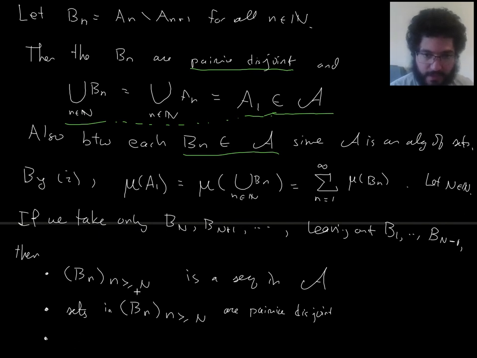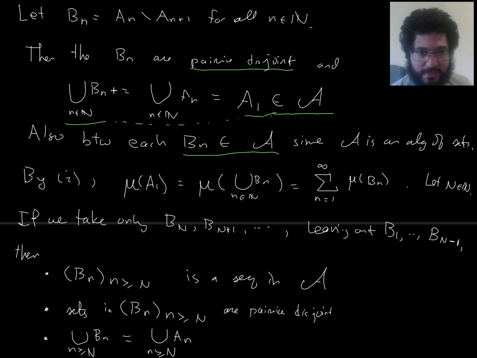So in order to apply countable additivity to just this collection, I need to know that the union of these guys is an element of my algebra of sets. But the union is the same as the union of the a sub n's, and the proof of that fact is the same as our proof of this that we went through just now. It's the same idea, just starting later down the line.